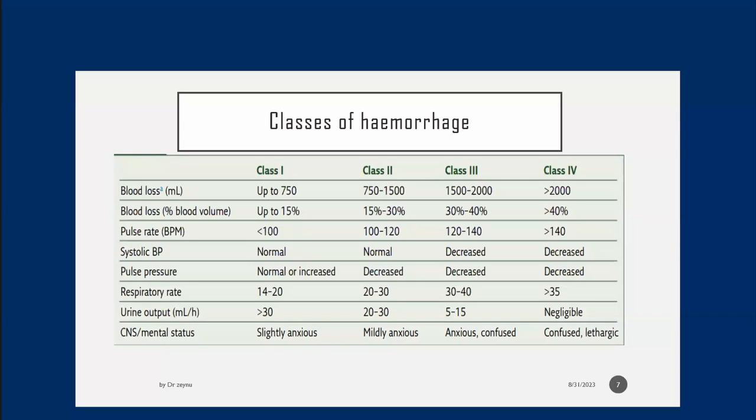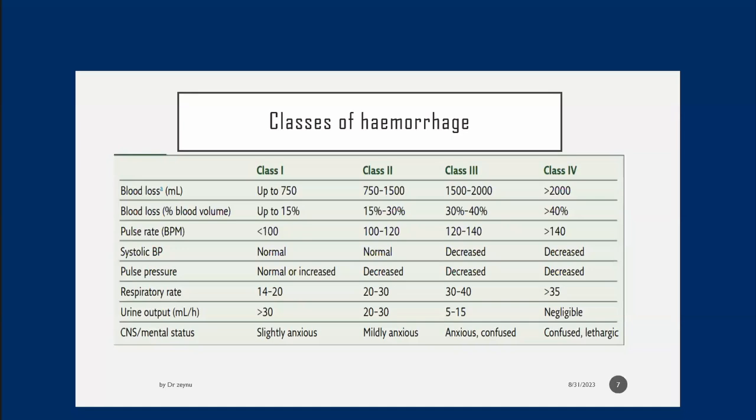And generally, this classification couldn't guide resuscitation, particularly in the emergency department, for several reasons. For one thing, a young athlete with a robust physiological response may not show tachycardia or hypotension, even with a significant amount of blood loss. Another thing, elderly patients who may have underlying cardiac disease may not show tachycardia.